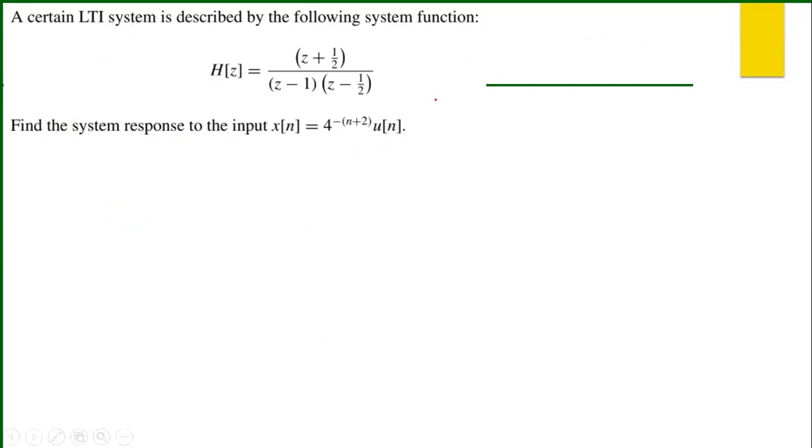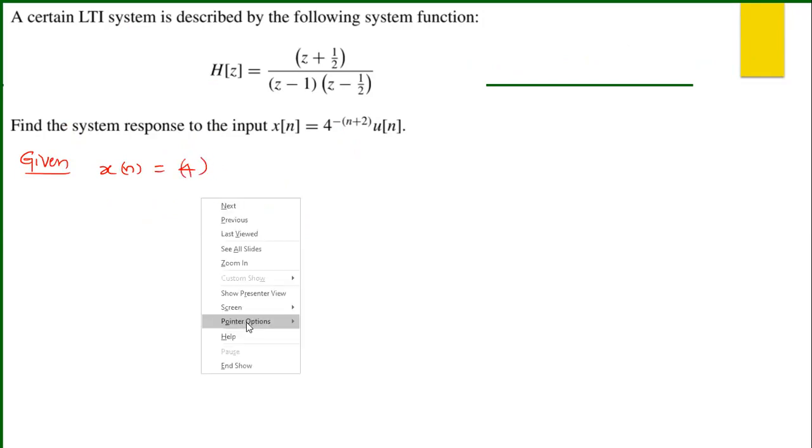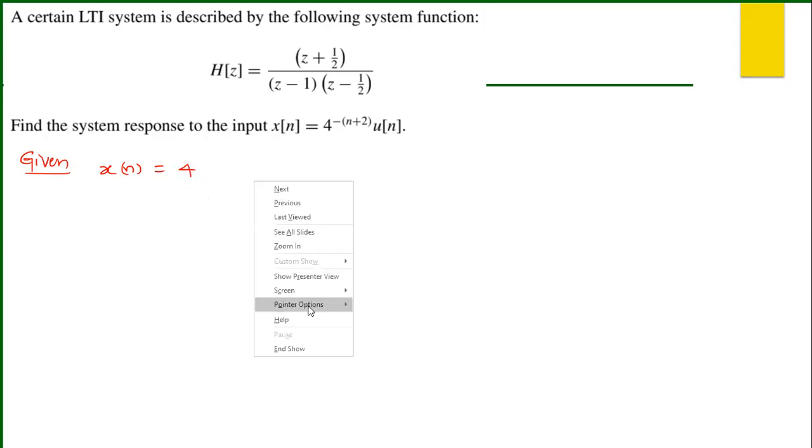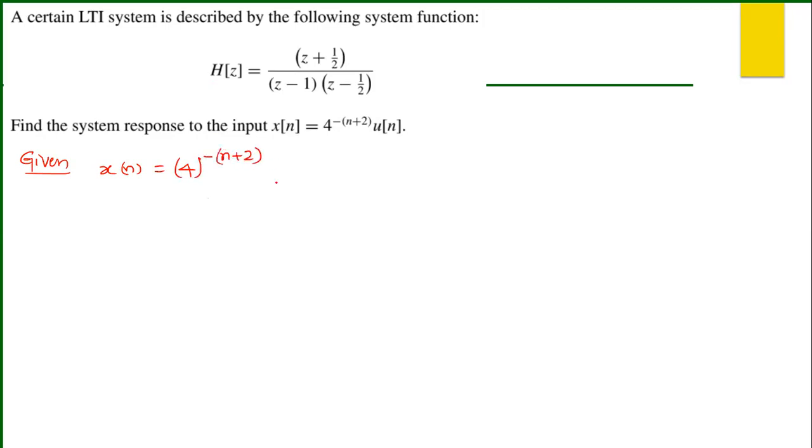Okay, now we will come back to the problem. Given x of n equals 4 power minus n plus 2 u of n. So they gave the input signal and they gave H of z. What is H of z given? H of z equals z plus 1 by 2 divided by z minus 1 into z minus 1 by 2. Now what is the question? System response, that is y of n equals x of n convolution h of n.